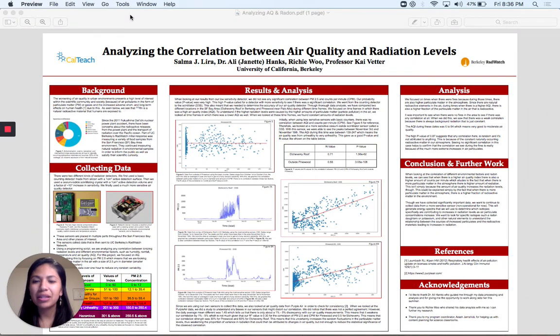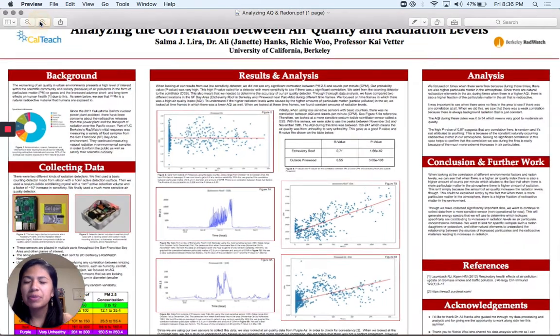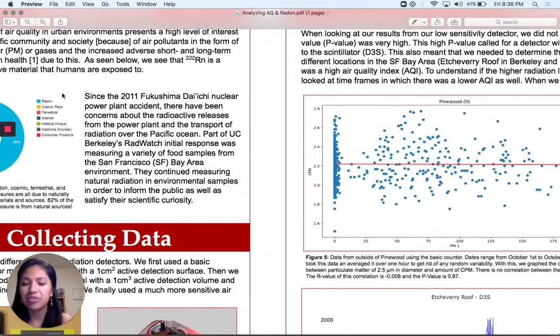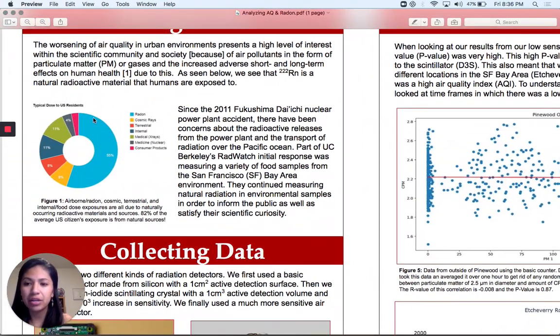Everyone, my name is Salma Lira, and this summer I focused on analyzing the correlation between air quality and radiation levels. We did this because there is a worsening of air quality in urban environments such as the San Francisco Bay Area. As we can see here on this pie chart, of the dose of radiation that U.S. residents get, 55% comes from radon, which is just a natural element that's radioactive in our environment.